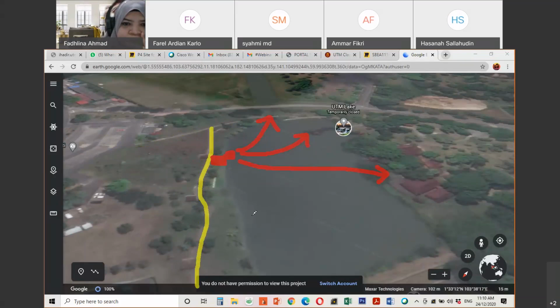Jamil. Our pavilion mesti... Apa dia? The pavilion yang kita nak buat. The pavilion yang kita kena buat tu, dia mesti dekat taman ni. So, your site is located over here. Ni. Oh. Your site kan dekat sini. This one is your site.